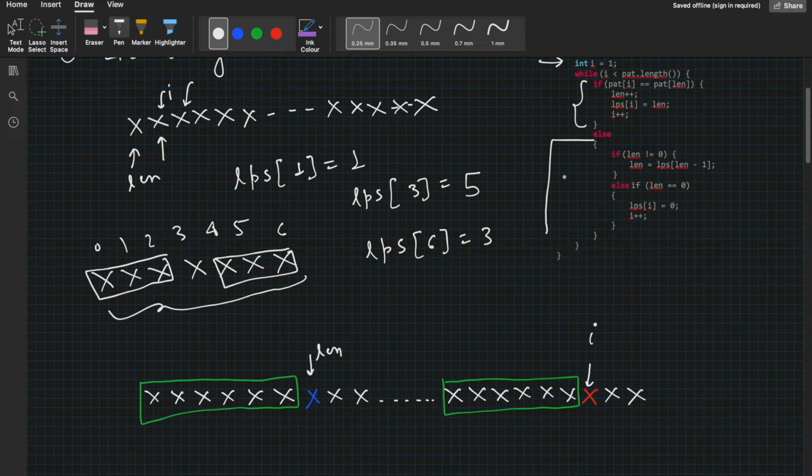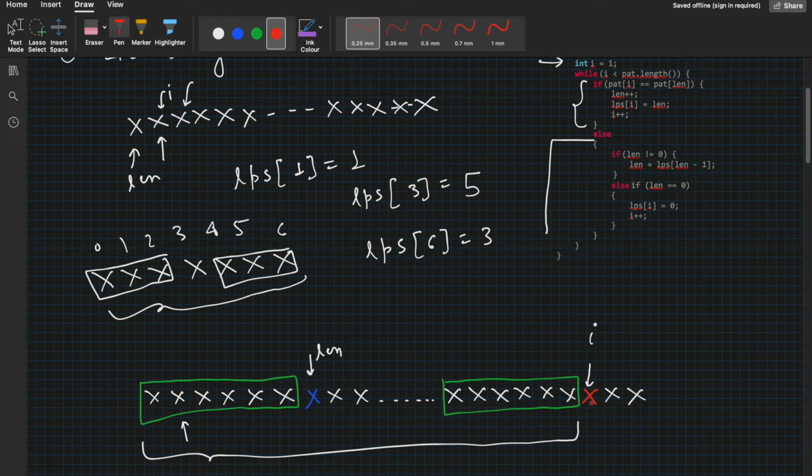Okay, so now we are in a situation where the characters pointed by these two pointers don't match. So blue character and red character are not matching, let's say in this case, right? So a few observations here. We started with I equals 1, right? And currently I is at this index, it's pointing to the red character. So for all other indexes starting from 0 to I minus 1, the value of LPS is known, right? That's what we are doing. We are updating the value of LPS of I. That's our goal. But starting from I till the end of the string, the value of LPS is yet to be filled, right? So this is one observation to make.